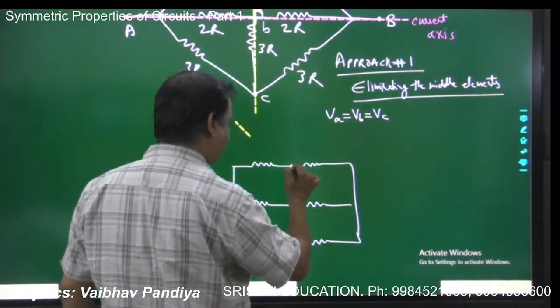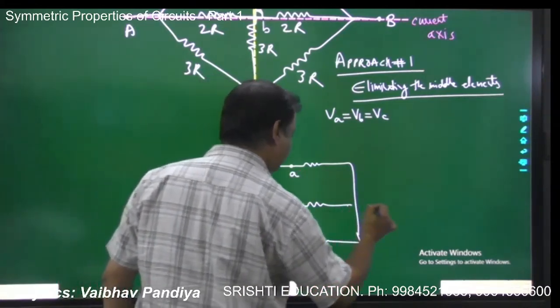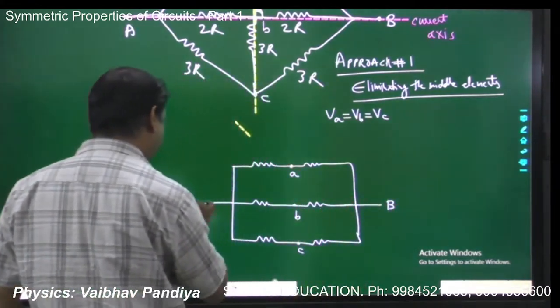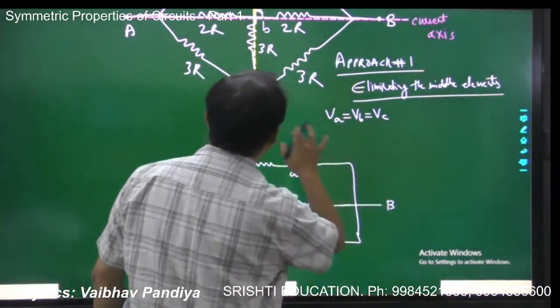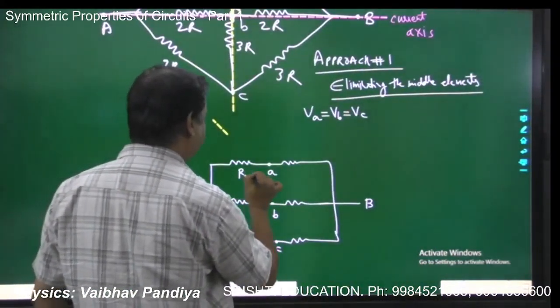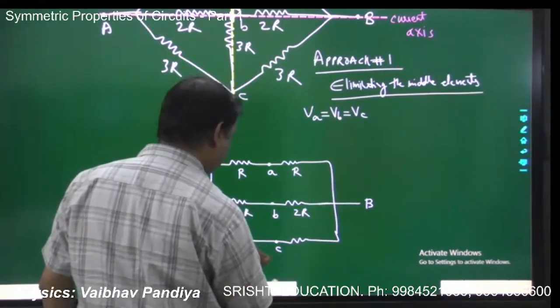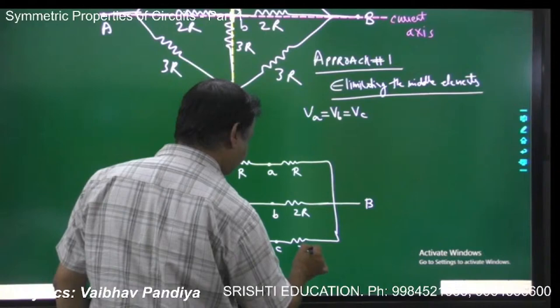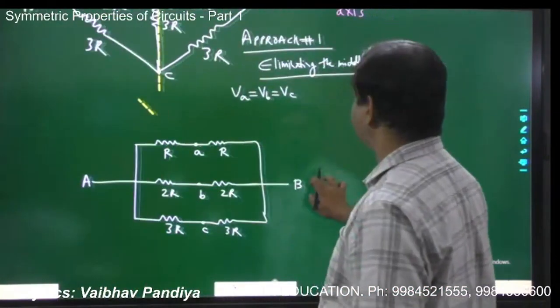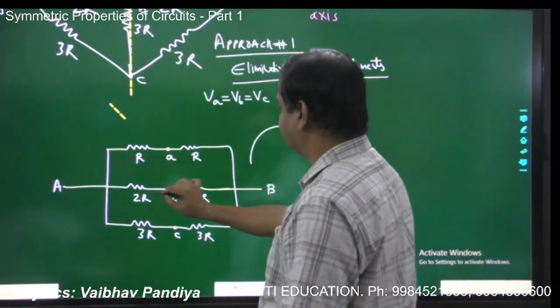Correct. This is your point A, this is your point B, and this is your point C, and this is your B, and this is your A. And you can see the resistors: this is R, this is R, this is 2R, this is 2R, this is 3R, this is 3R. Okay, this is the first approach: elimination of the middle elements.